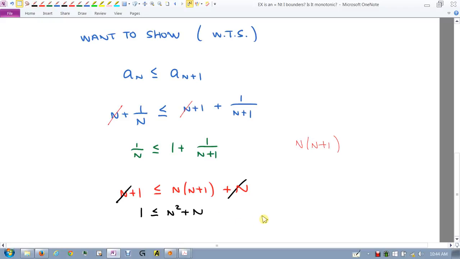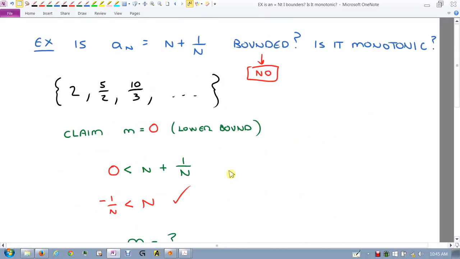Is that true? I think at that point, we could all say that's true. Because what's the smallest n could be? 1, and when you look at the right side, 1 squared plus 1, that's 2, right? 2 is bigger than 1. And then after that, your n's are just going to keep getting bigger. So it's always going to be bigger than 1. So at this point, I think we can say, yep, this is good. So it is monotonic? Yes? Answer here, yes. It is monotonic.